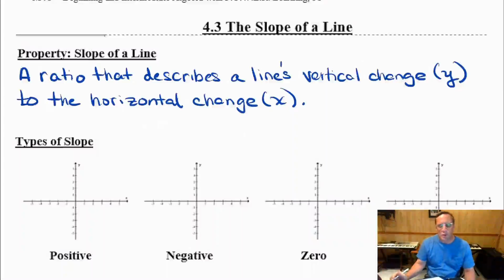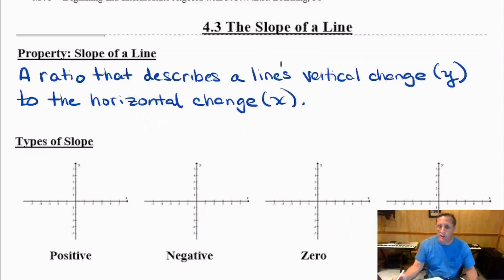For section 4.3, we're going to cover the slope of a line, kind of how to look at a line and tell whether it's a positive or a negative slope. How to figure out the difference between a zero slope and no slope, because they're not the same thing. What I start off with here is the definition of a slope of a line, which is a ratio.